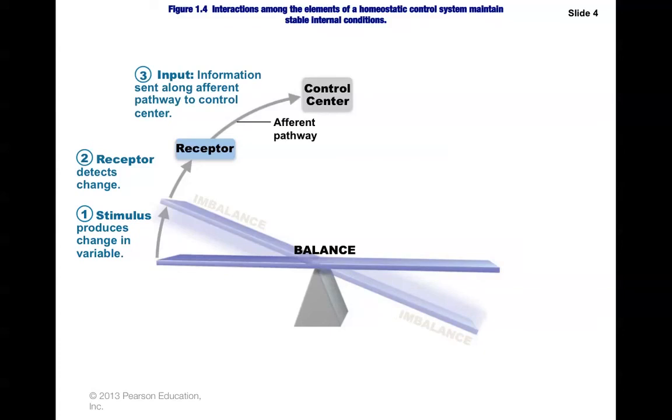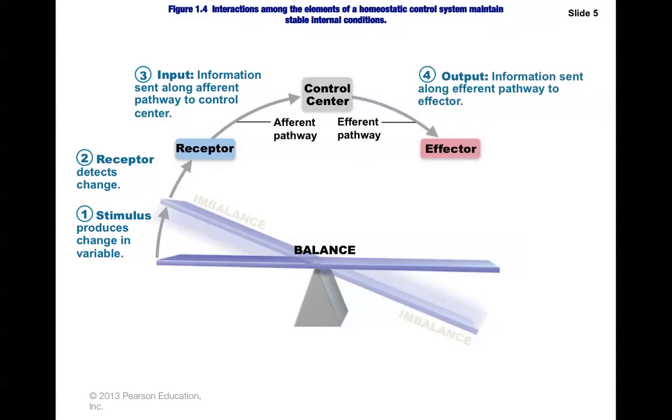The receptor sends information about the variable, like temperature, to the control center. The information traveling from the receptor to the control center is traveling along what's known as the afferent pathway. If the control center decides to respond to the stimulus to fix the imbalance, it sends a signal to the effector in the efferent pathway. One way to remember the differences between these pathways is that the efferent goes to the effector.